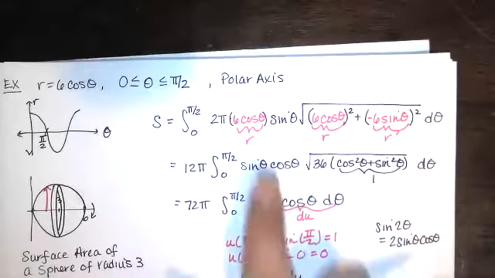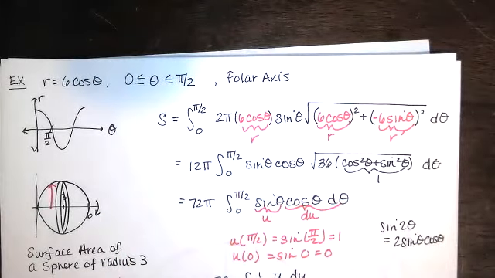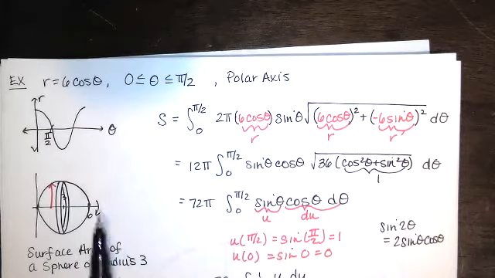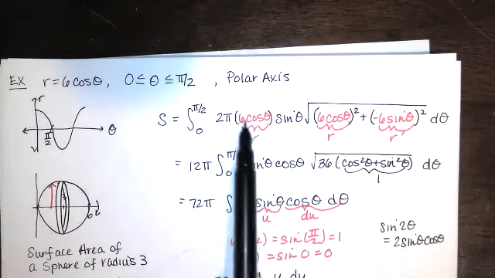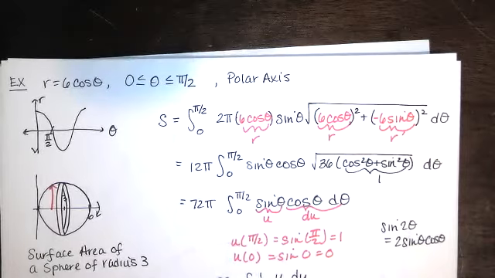And that's when we revolve around the polar axis. If we revolve around theta equals pi over 2, then the radius isn't going to be y. In that case, the radius would be x. So I'd have r times cosine of theta here, and otherwise everything would be exactly the same.